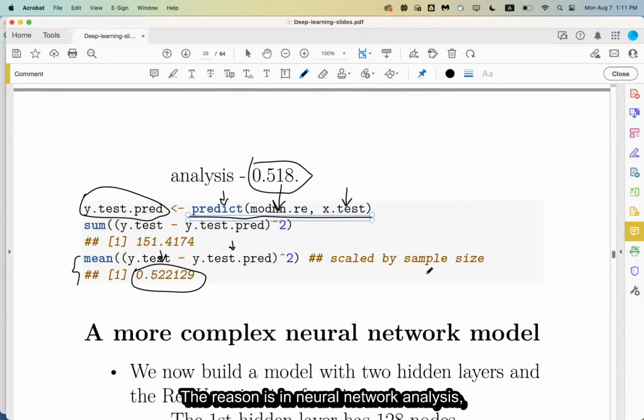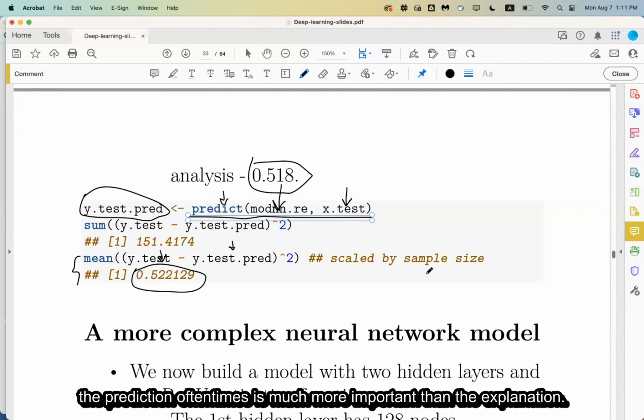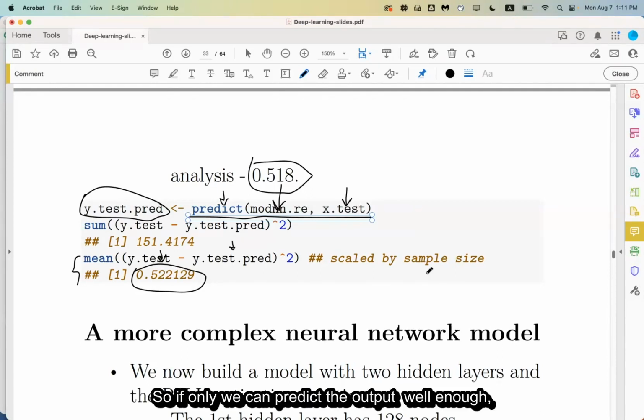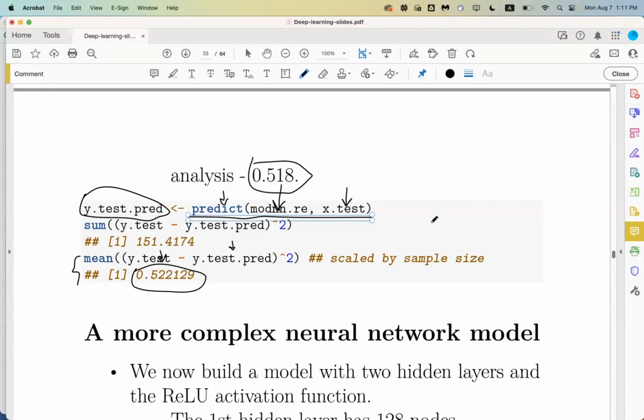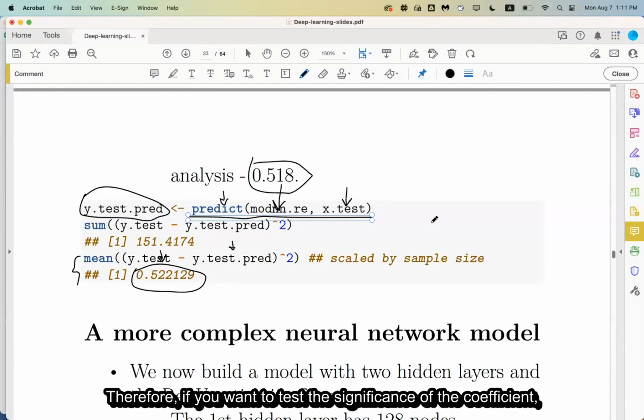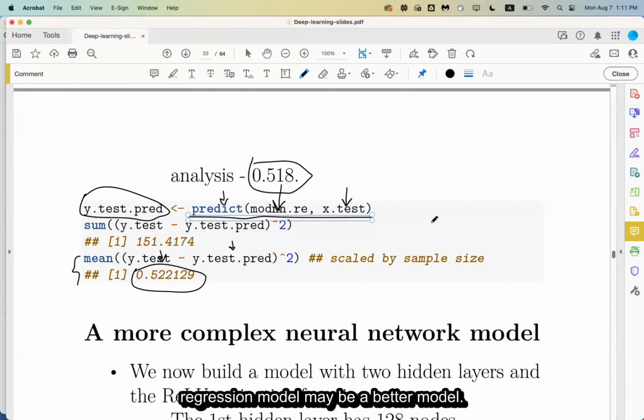The reason is in the neural network analysis, the prediction oftentimes is much more important than explanation. So if we can predict the output well enough, that's good enough. But in social science, we are probably more interested in the interpretation. We are more interested in why that's the case. So therefore, we want to explain the model. Therefore, if you want to test the significance of the coefficients, a regression model might be a better model.